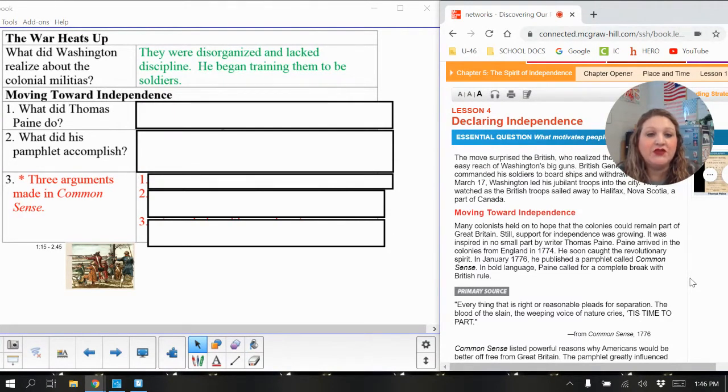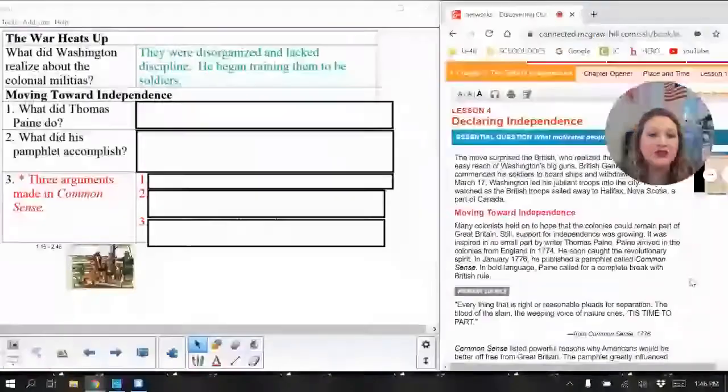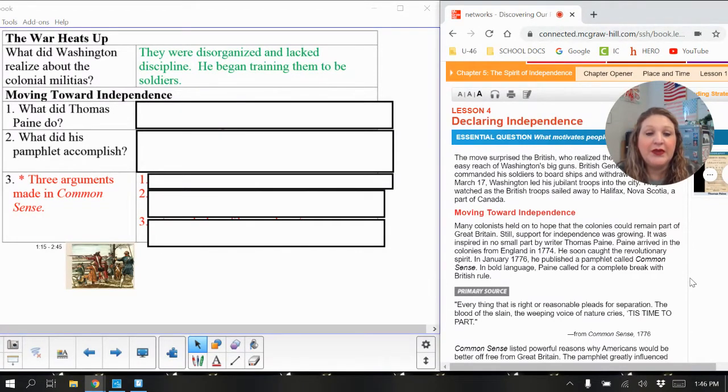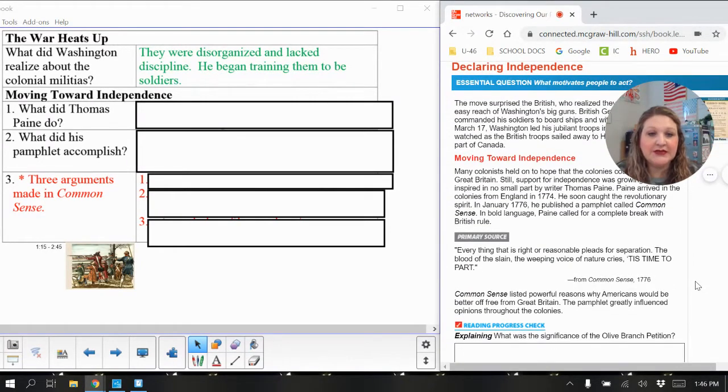Paine arrived in the colonies from England in 1774. He soon caught the revolutionary spirit. In January 1776, he published a pamphlet called Common Sense. In bold language, Paine called for a complete break with British rule. "Everything that is right or reasonable pleads for separation. The blood of the slain, the weeping voice of nature cries, 'tis time to part." And that was part of what he had written in Common Sense.